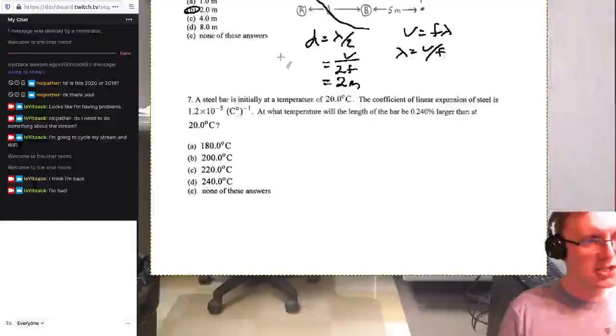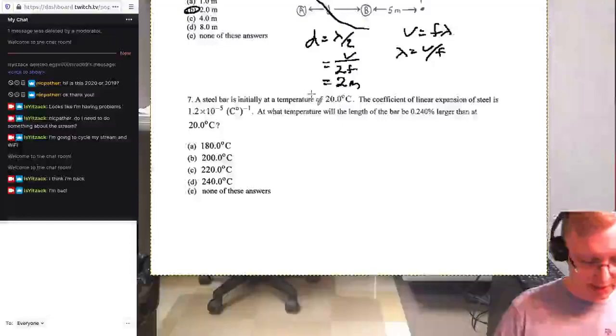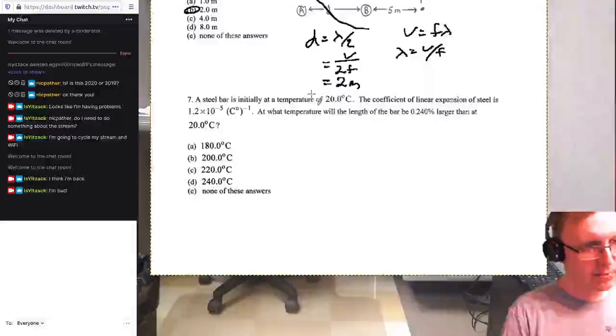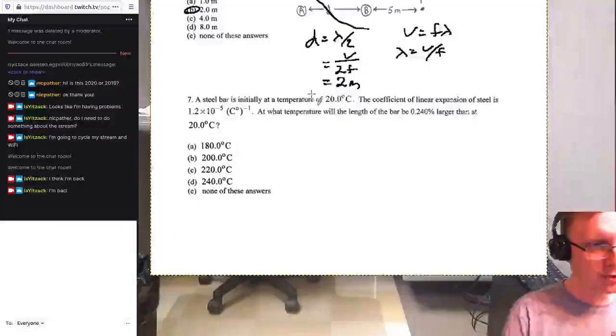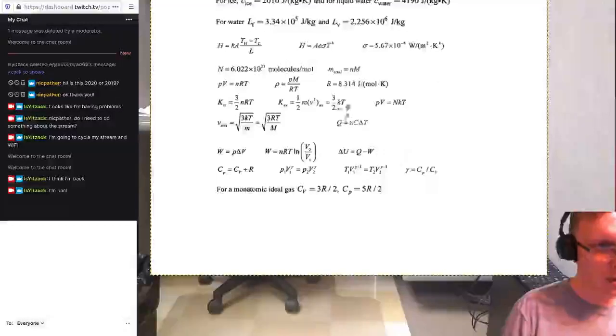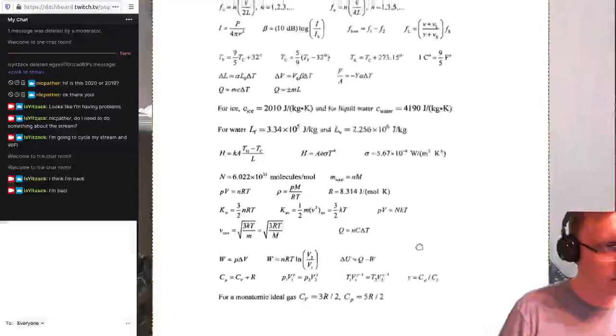A steel bar is initially at a temperature of 20 degrees Celsius. The coefficient of linear expansion of steel is 1.2 times 10 to the minus 5 per degree Celsius. At what temperature will the length of the bar be 0.24 percent larger than the initial value? Okay, so we need thermal expansion.